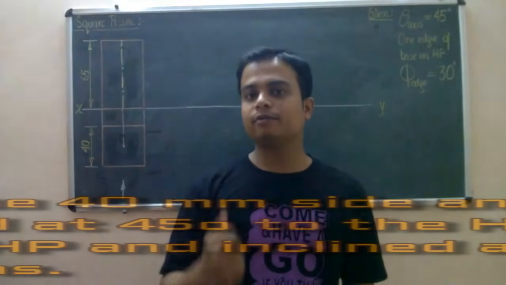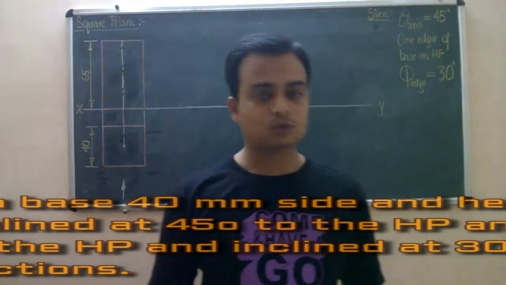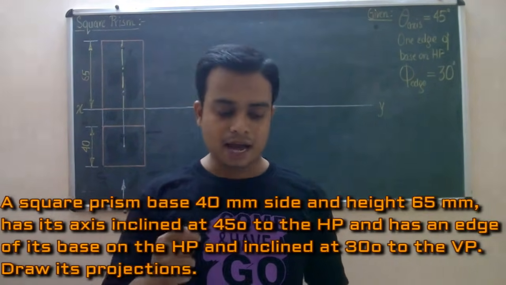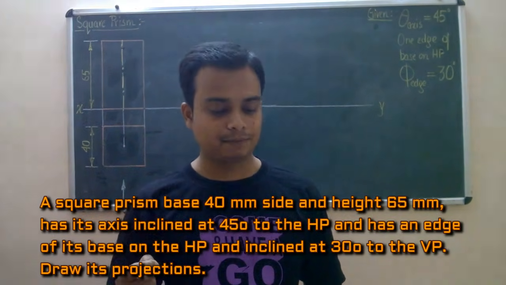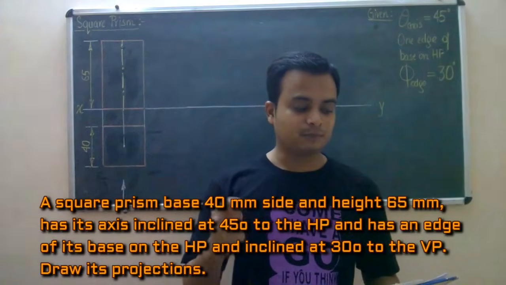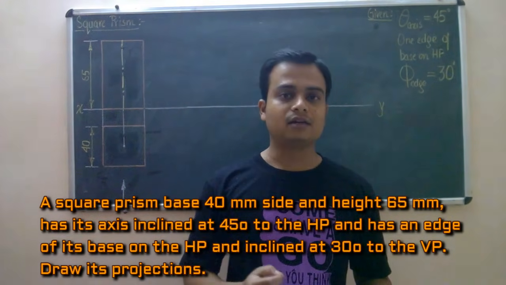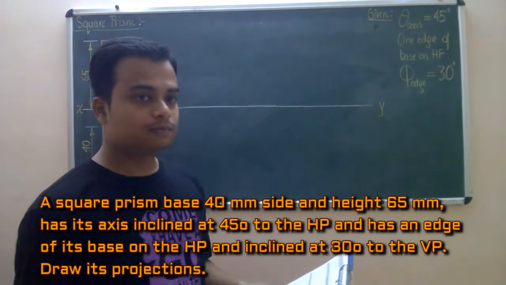Let us quickly begin with the question, and it goes like this: a square prism, base 40 mm side and height 65 mm, has its axis inclined at 45 degrees to the horizontal plane, and has an edge of its base on the HP, that is horizontal plane, and inclined at 30 degrees to the vertical plane. So there is a square prism.